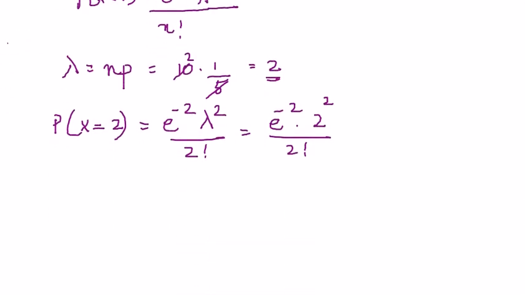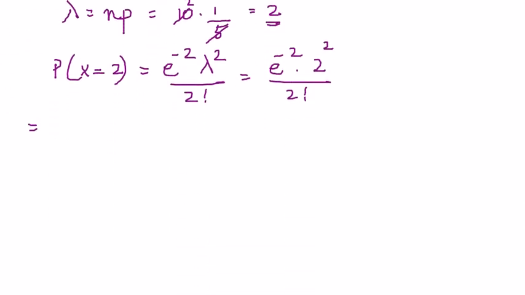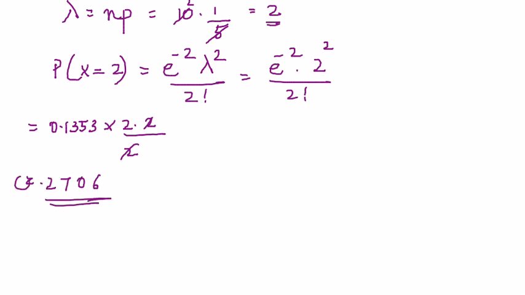I'm just continuing here. E power minus 2 is given in the sum as 0.1353, into 2 into 2 by 2 factorial. The 2 and 2 factorial get cancelled, so it is simply 0.1353 into 2, which is nothing but 0.2706. So 0.2706 is the answer using Poisson distribution. Again, a very simple sum to do for 10 marks. Not 10 marks, 6 marks, right?